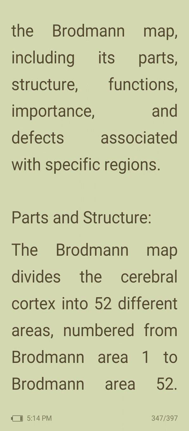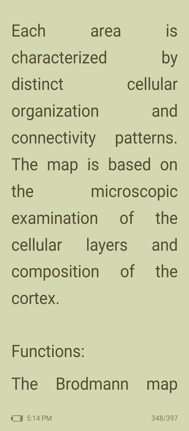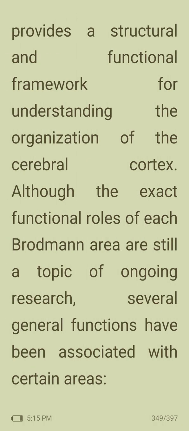So, parts and structure. The Brodmann map divides the cerebral cortex into 52 different areas numbered from Brodmann area 1 to Brodmann area 52. Each area is characterized by distinct cellular organization and connectivity patterns. The map is based on the microscopic examination of the cellular layers and composition of the cortex. The Brodmann map provides a structural and functional framework for understanding the organization of the cerebral cortex.